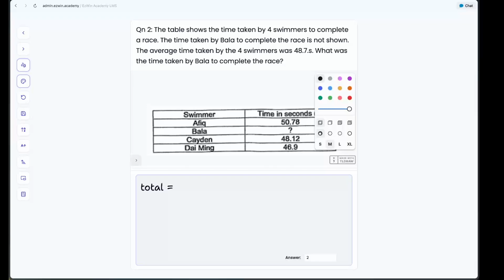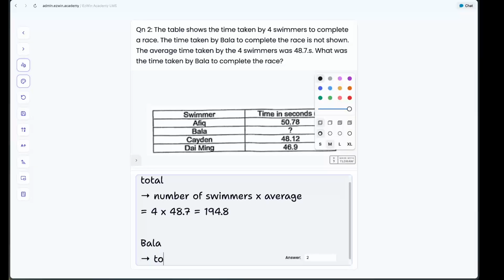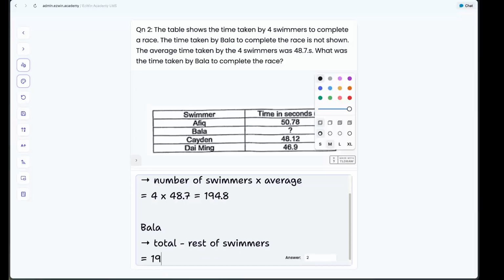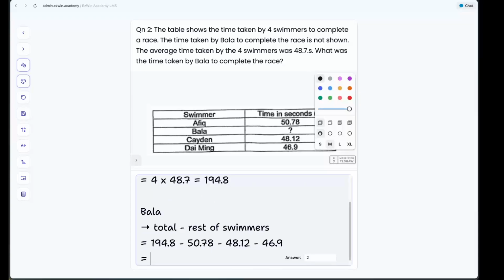So to get the total, we will then get number of swimmers times the average. So the number of swimmers is 4 times 48.7, and this will give us 194.8. Then to get Bala, we just have total minus the rest of swimmers, which is 194.8 minus 50.78 minus 48.12 minus 46.9. And this will give us 49 seconds. All right, there you go.